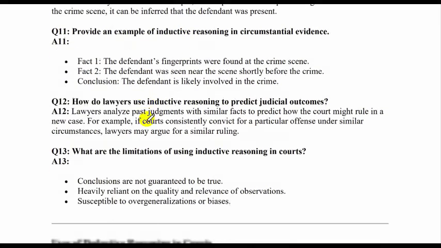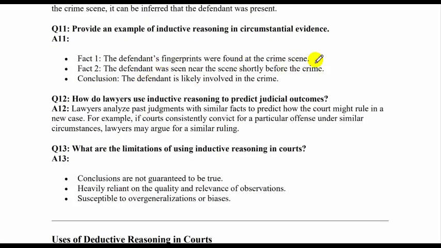Question 11. Provide an example of inductive reasoning in circumstantial evidence. Answer 11. Fact 1: The defendant's fingerprints were found at the crime scene. Fact 2: The defendant was seen near the crime scene shortly before the crime. Conclusion: the defendant is likely involved in the crime. So we observed that the defendant's fingerprints were found, and we also observed that he was seen near the crime scene shortly before the crime happened. Therefore we can conclude, by inductive reasoning, that the defendant may be likely involved in that crime. It is possible, probabilistic, but not certain.